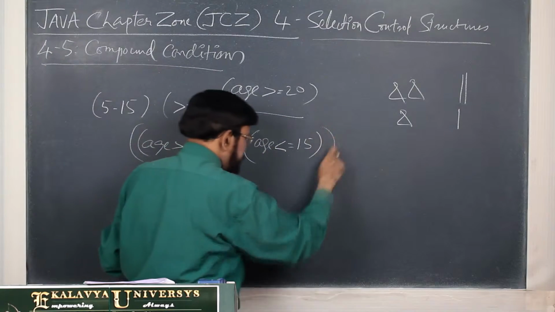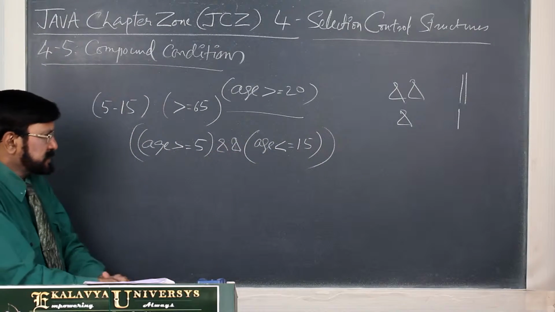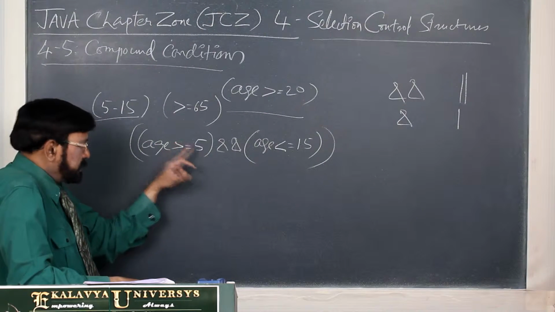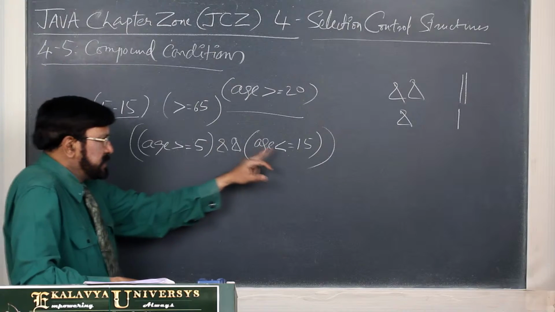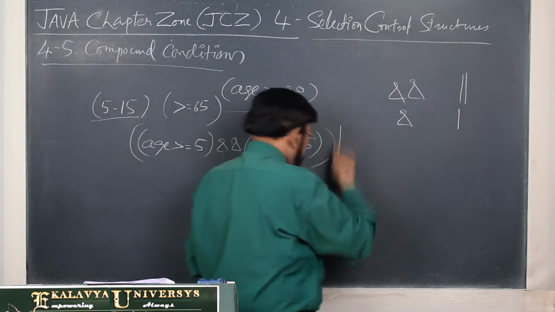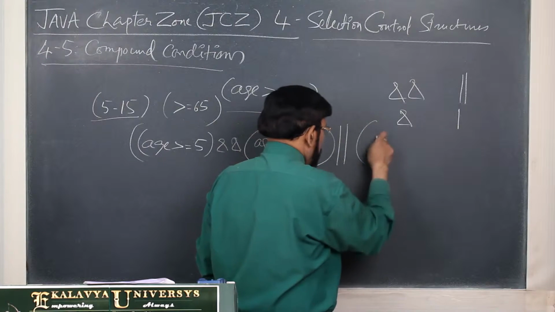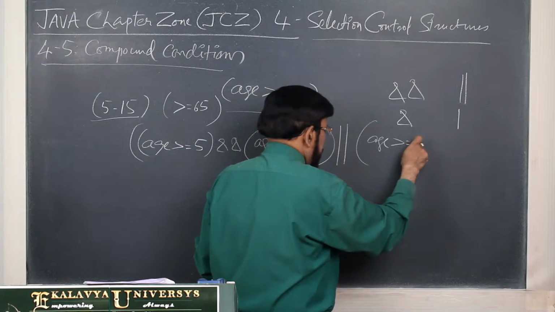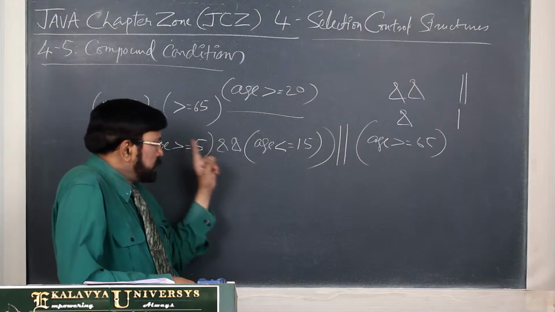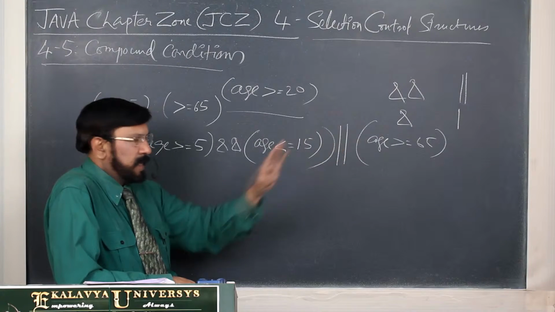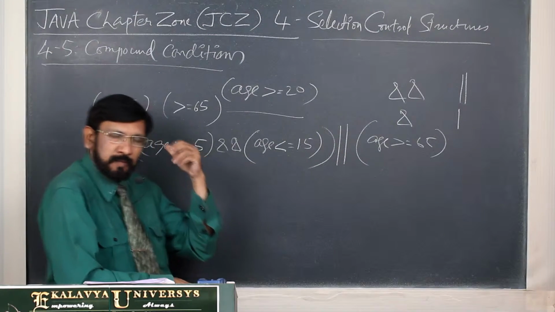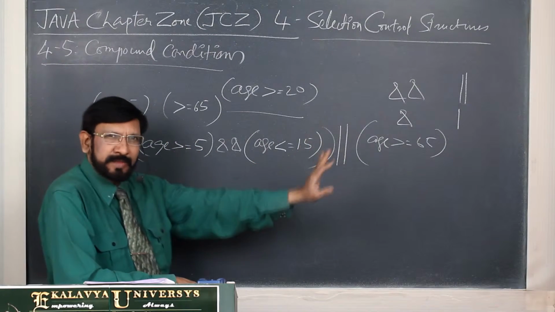For more clarity's sake, you may write parenthesis like this. So the first part is defined: age is greater than or equal to 5 and age is less than or equal to 15. And one more group is there, joined with or. What is that group? Age greater than or equal to 65. In this manner, where we have to use and and where we have to use or, we have to carefully decide. Twice you have to think of and then do that.